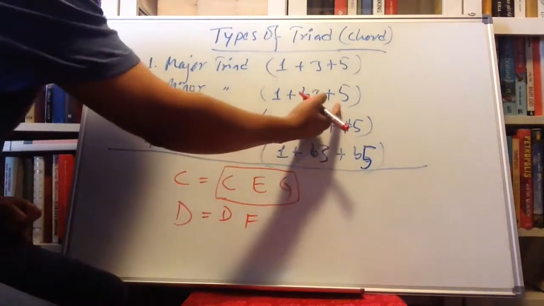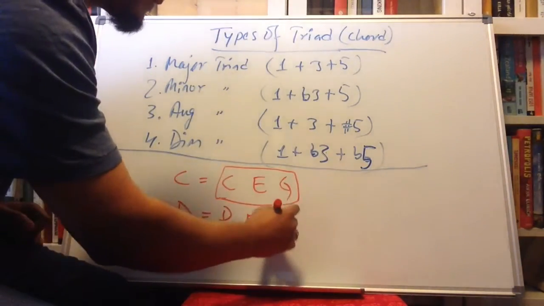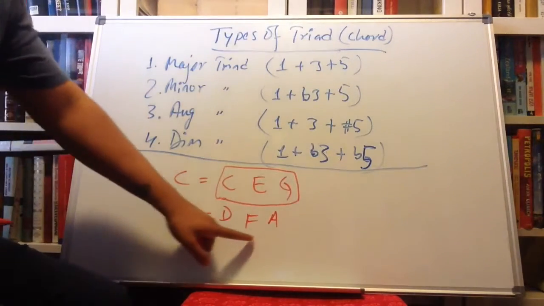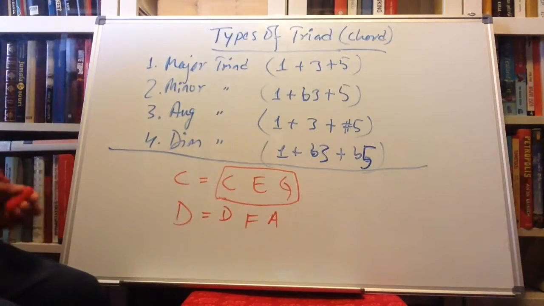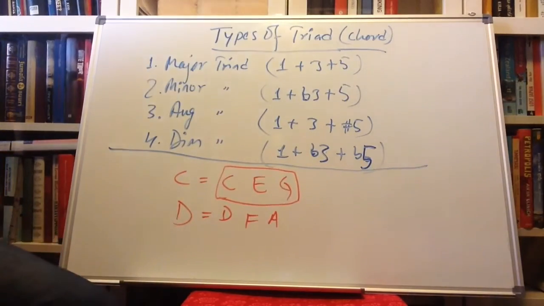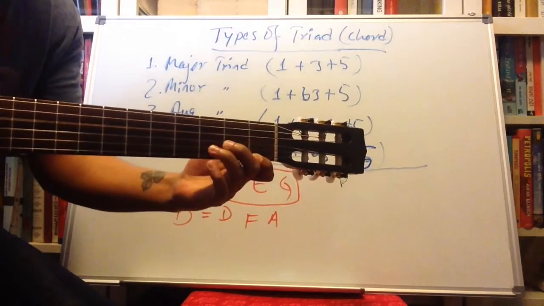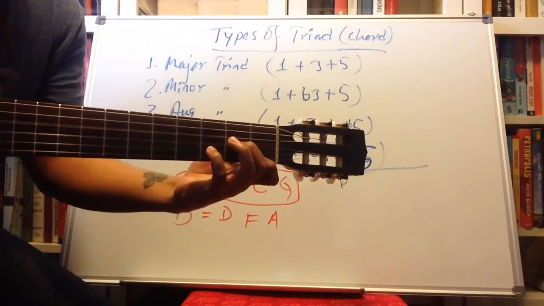And what is the fifth of D? Fifth of D would be A. So this is our D minor triad, right? D minor triad. Again, in guitar, same case. This would be our D minor. Somebody would play it with this fingering, but I play like this.